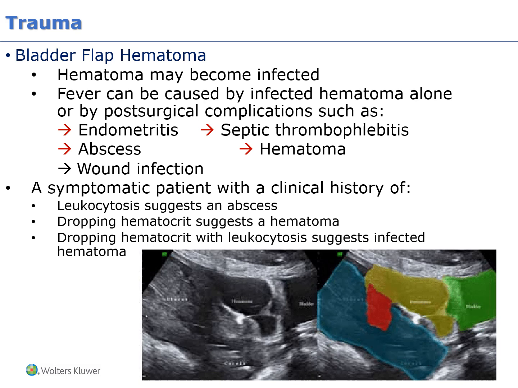A symptomatic patient that has a clinical history of leukocytosis, that would be elevated white blood count, that would suggest that there is an abscess. If there's a dropping hematocrit, that would suggest that there is a hematoma or an active bleed. The dropping hematocrit with the leukocytosis suggests that there is an infected hematoma or a bladder flap hematoma.